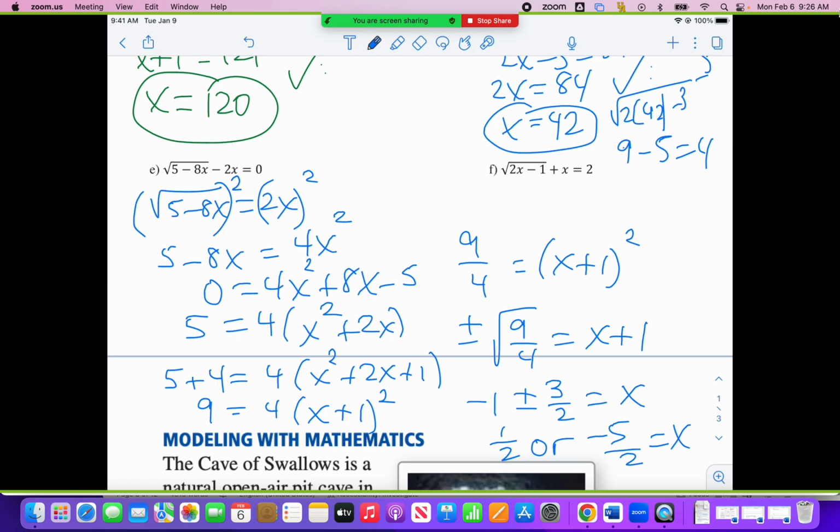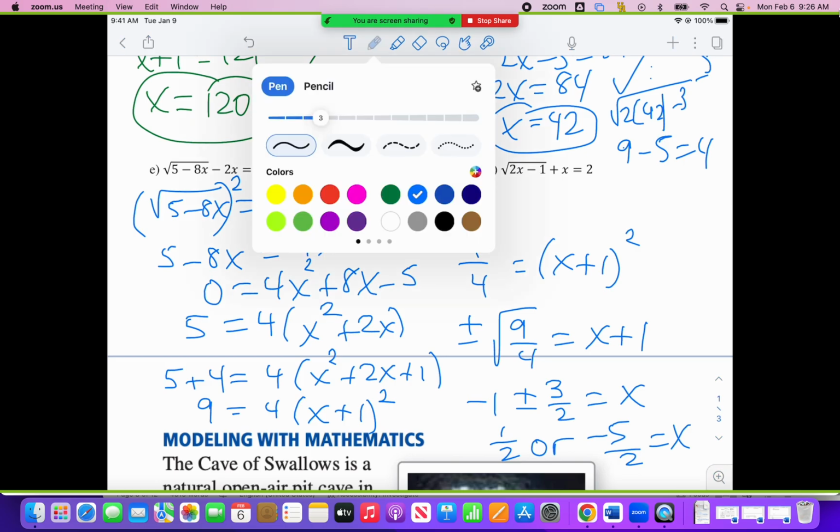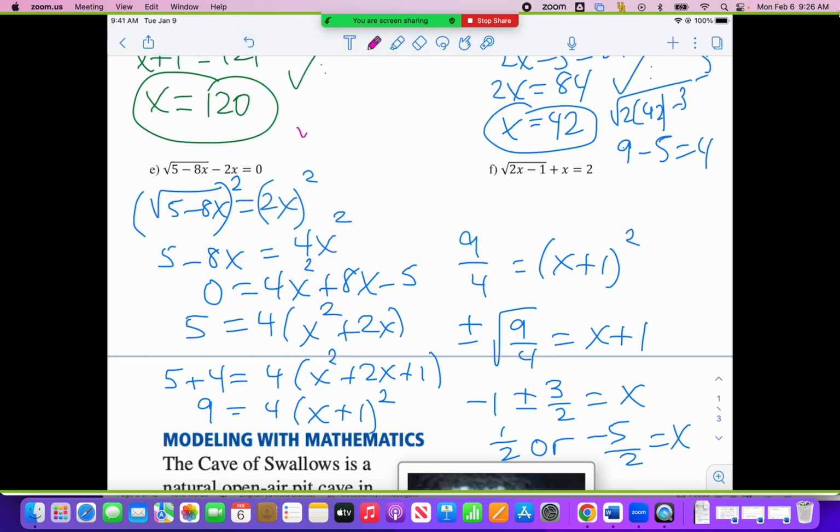We got to check those. All right, so step 4, let's go back up and let's check them. If I do the square root of 5 minus 8 times 1/2 minus 2 times 1/2, I want to know if that's going to be 0. So do you see that that's 5 minus 4 is 1, square root 1 is 1, minus 1, so this one works.